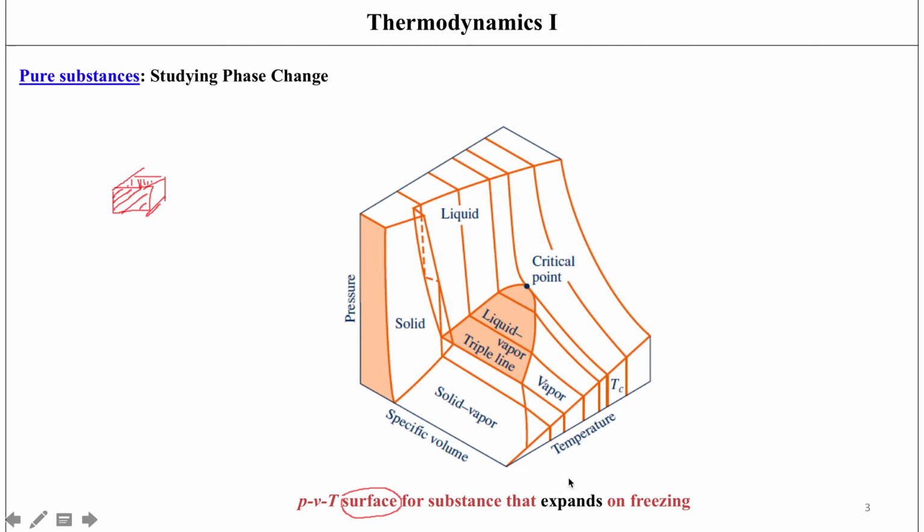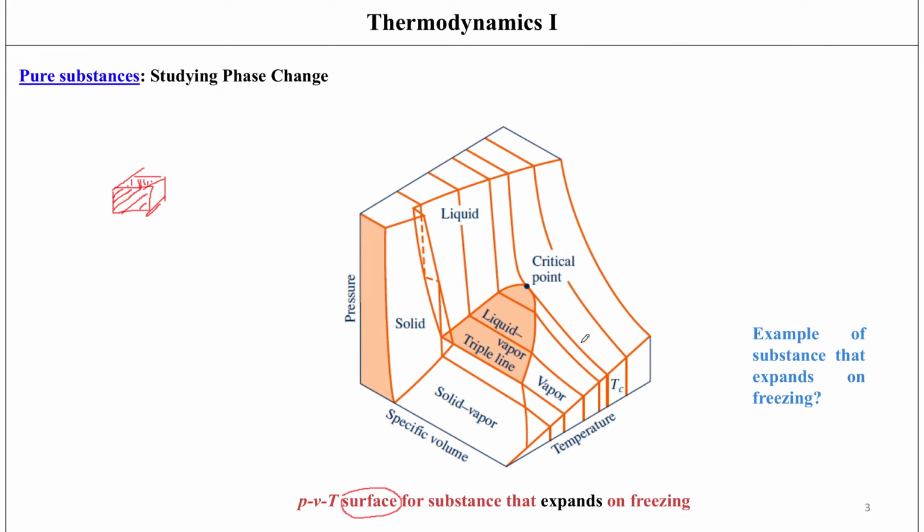So we're talking about substances that expand on freezing, and I would like to take a moment here, and I'll give you a few seconds to come up with an example of a substance that expands on freezing. So water is an example of a substance that expands on freezing. I hope you figured that out by yourself.